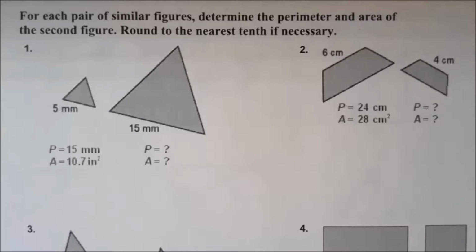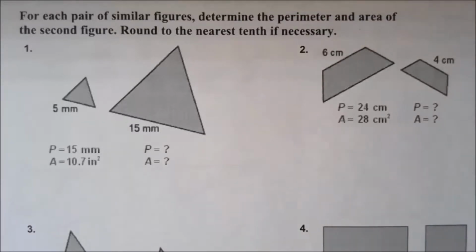Today we're going to be working on solving. We're going to be looking at similar figures, so we're still following that same concept, but now we're going to be looking at what changes occur in the perimeter and the area of the figure once it's been dilated. So let's go ahead and take a look at number one.